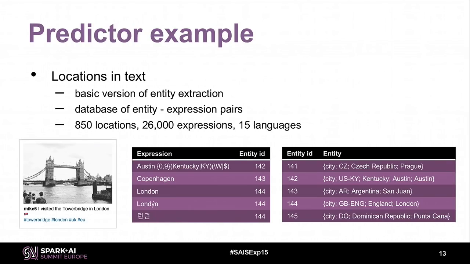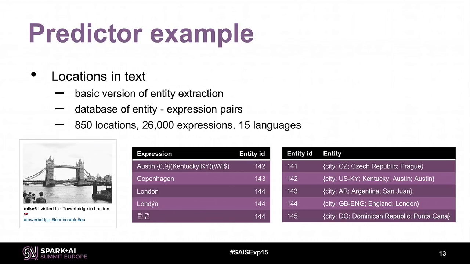Here I can show you an example of such a predictor. This one we use for prediction of locations from text. It's a very basic version of extraction of entities from texts. It's basically a database of entities and expressions. Expressions are typically keywords or regexes, and we have more expressions for a single entity.